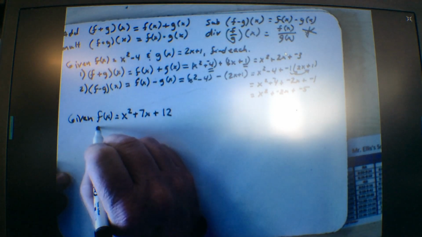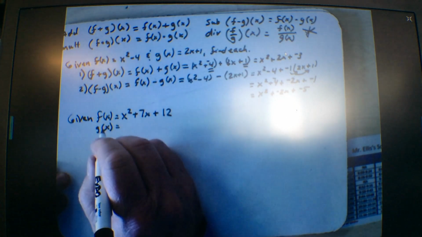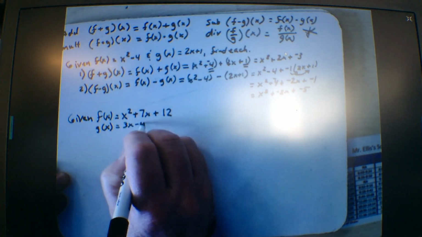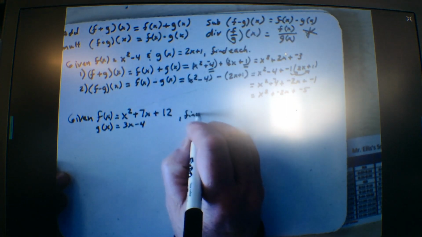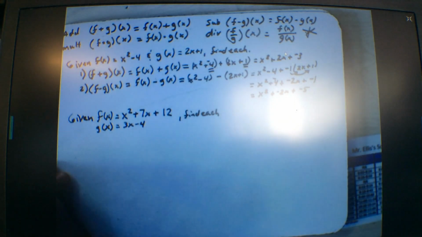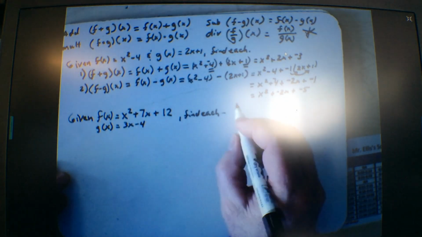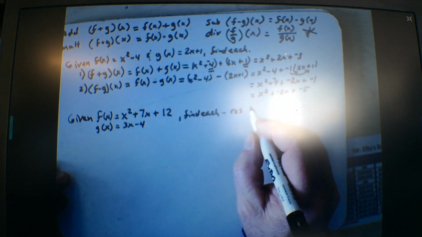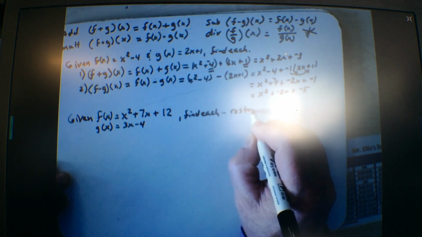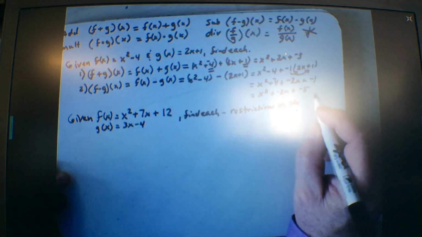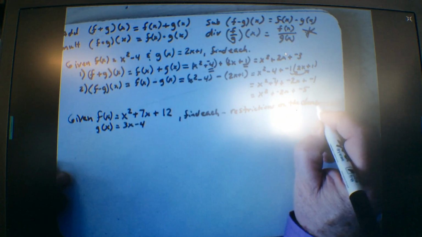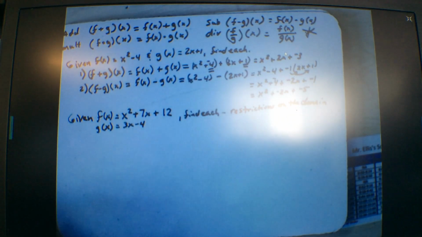g of x is equal to 3x minus 4. I'm going to write it like this, a little easier. And then we want to find each. We also want to find restrictions on the domain, and I'll explain that when I get to it. Restrictions on the domain are as if there's a denominator, so usually it's only on division. Okay?